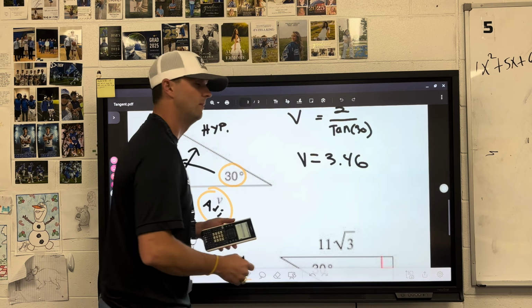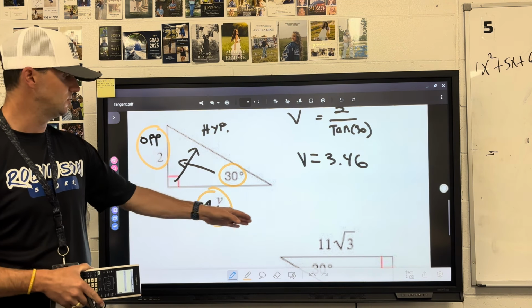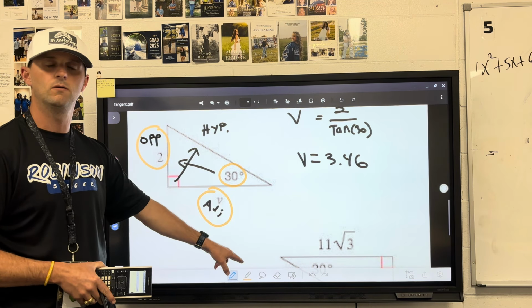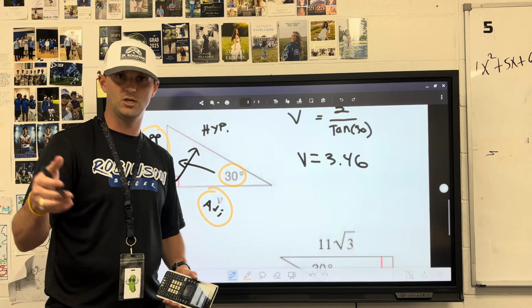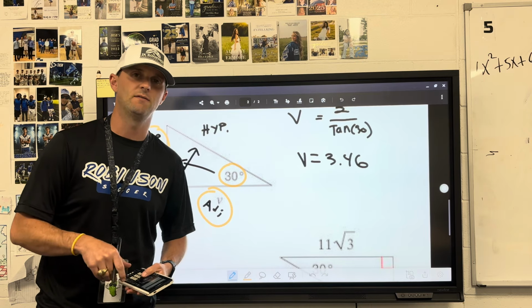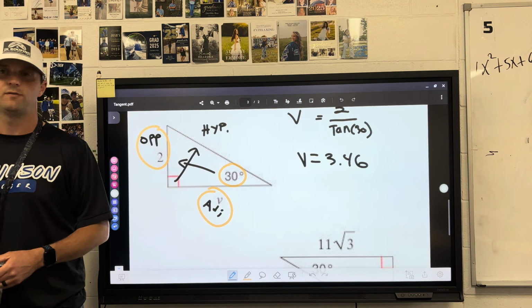3.46 is my number. So right now what I need you to do is try the two examples down low, see if you get your answer, go check it with your buddies, and then you're going to have an assignment to do in Schoology. Let me know if you have any questions.